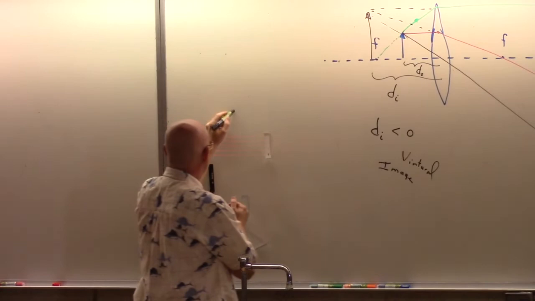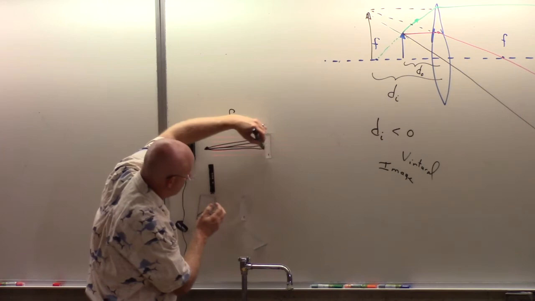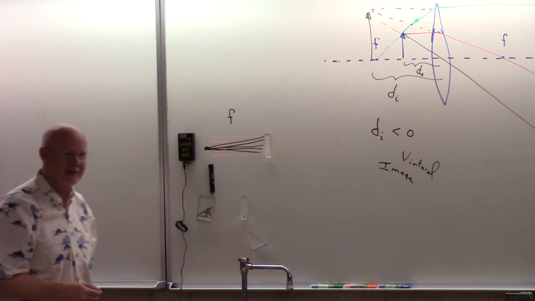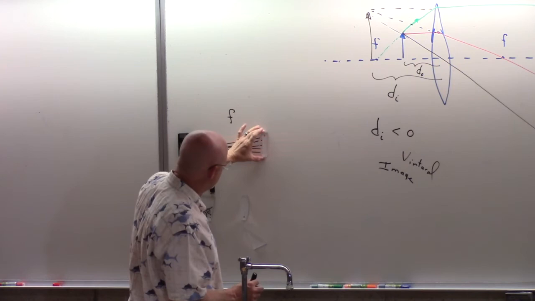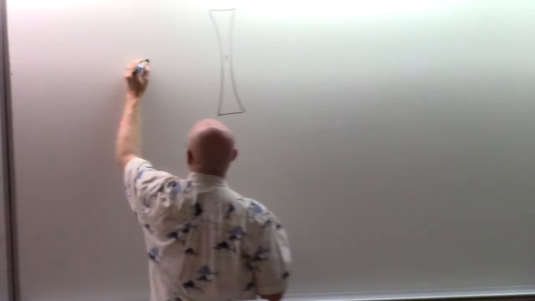They kind of look like they're spreading out from this point. And so it's not a real focal point, so we'll call it a virtual focal point. And of course, it too would have one on each side. You can spin it around and get the same effect. And so we're still going to come over here and say this lens has a focal point, and it has one on each side.